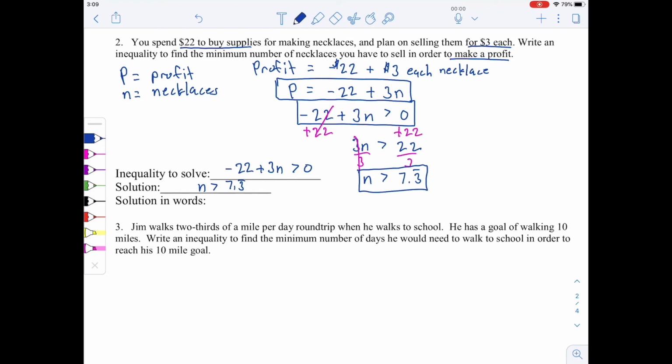So what does that mean in words, right? Your solution has to be greater than 7.3. So can you sell 7.3 necklaces? No. It has to be greater than 7, so you have to do 8. So it's actually n is greater than or equal to 8 necklaces. Because you have to sell 8 or more, because you cannot sell 7.3, right? So you must sell 8 necklaces to make a profit.